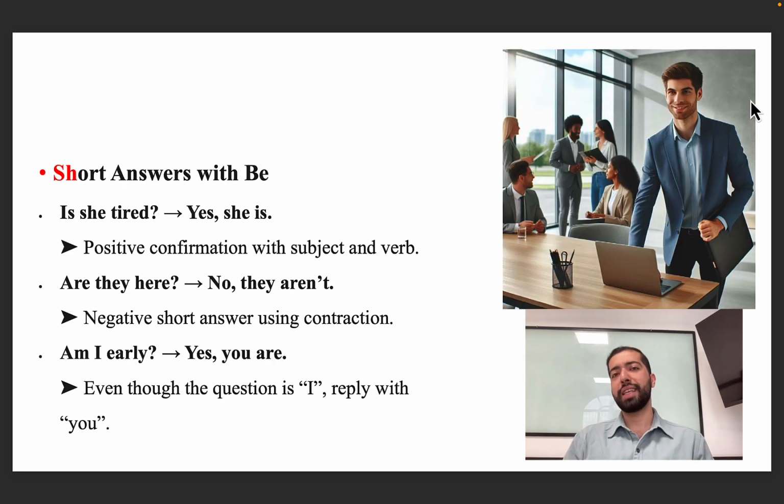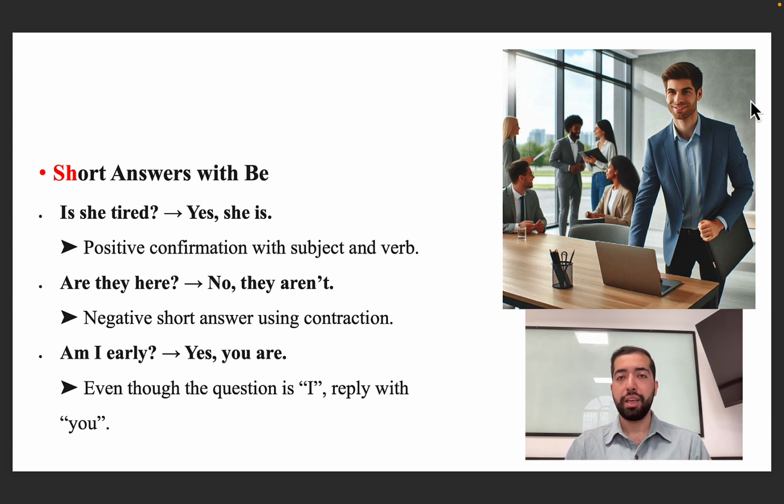Now let's have a little bit of examples with the short answers with to be. Is she tired? Yes, she is. That's a positive confirmation with subject and verb. If you can see, we asked is she. So the answer should be she is. Yes, is she tired? Yes, she is.